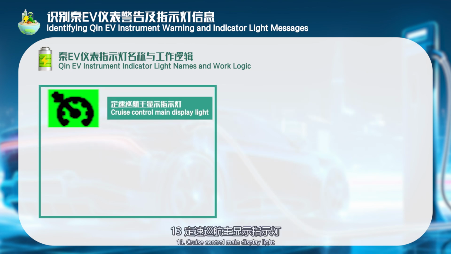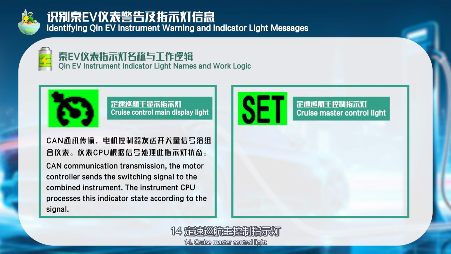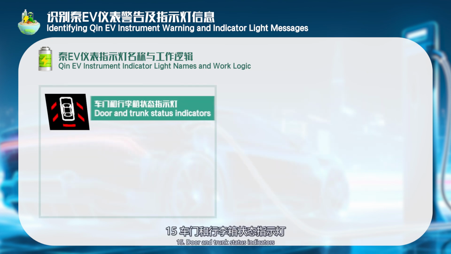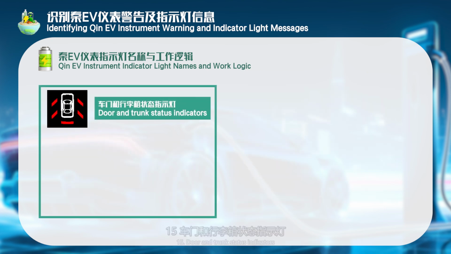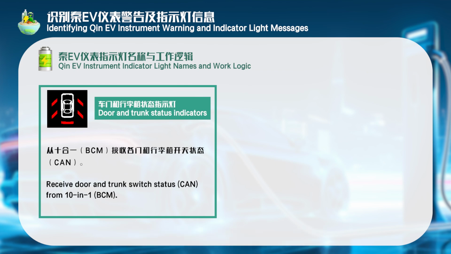13. Cruise control main display light. CAN communication transmission. The motor controller sends the switching signal to the combined instrument. The instrument CPU processes this indicator state according to the signal. 14. Cruise master control light. CAN communication transmission. The motor controller sends the switching signal to the combined instrument. The instrument CPU processes this indicator state according to the signal. 15. Door and trunk status indicators. Receive door and trunk switch status from the BCM.